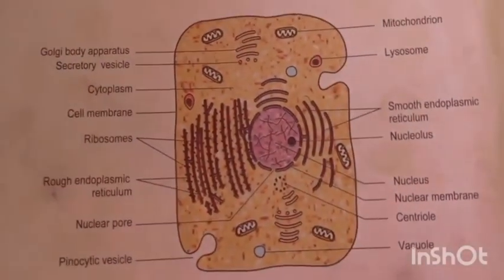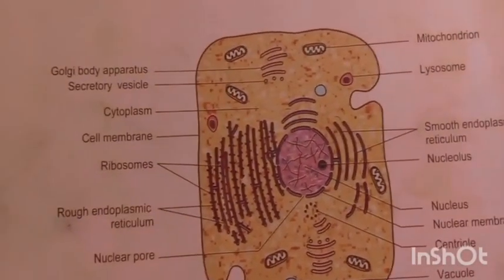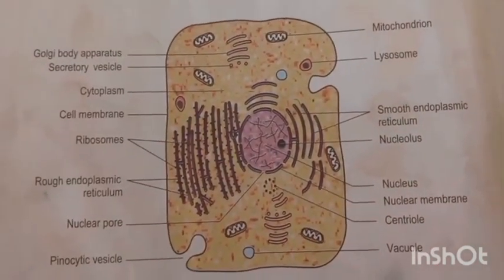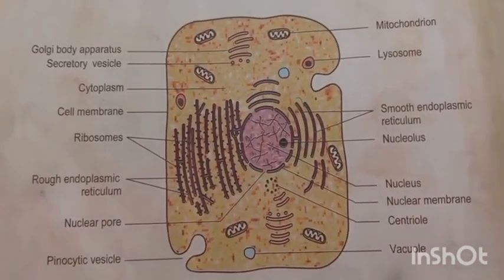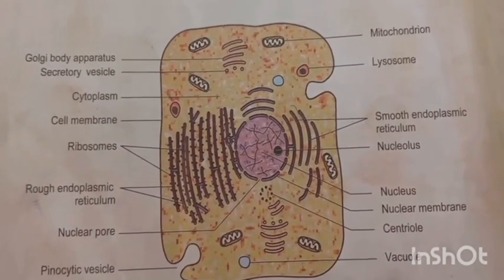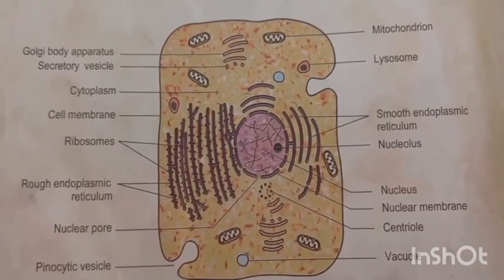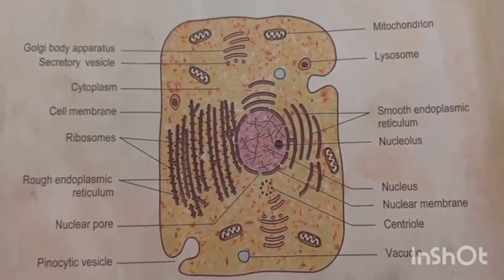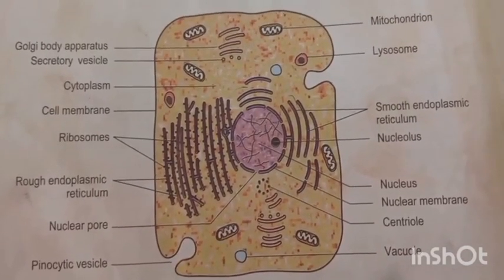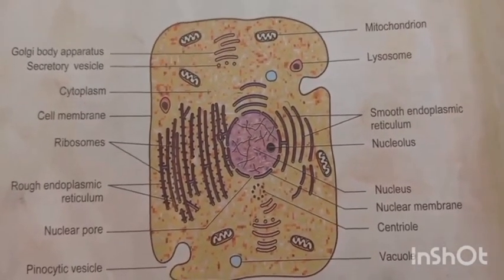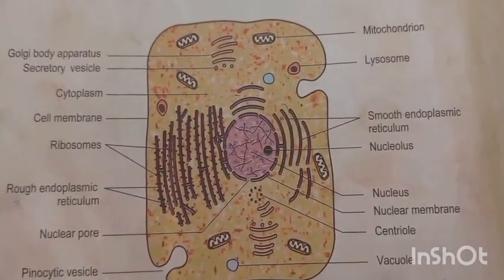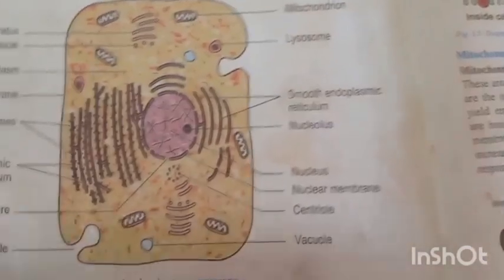Here we have the diagram of a generalized animal cell as seen under an electron microscope. The animal cell has some of the cell organelles. We have the Golgi apparatus, secretory vesicles, the cell membrane, ribosomes, rough endoplasmic reticulum, smooth endoplasmic reticulum, vacuole, centriole, nuclear membrane, nucleolus, all those, lysosome, and also mitochondrion.